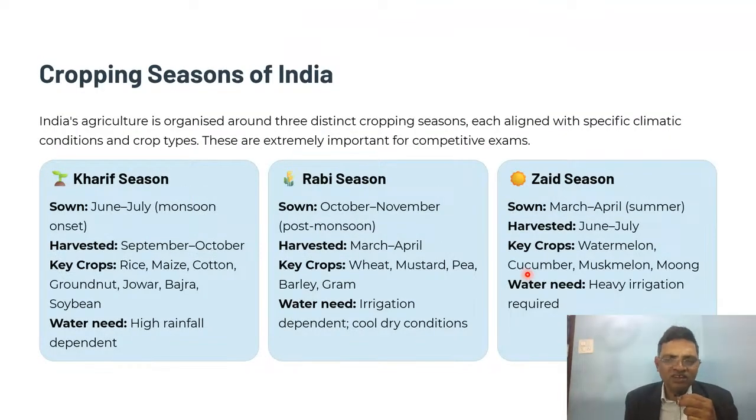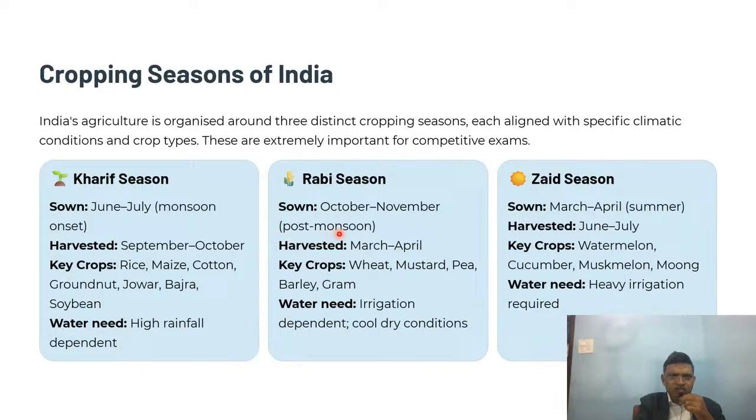Then crop seasons of India. We basically have three: Kharif, Rabi, and Zaid season. Kharif season: sowing takes place between June and July, at the monsoon outset, and it is harvested between September and October. In Kharif we produce rice, maize, cotton, groundnut, jowar, bajra, and soybean. Kharif season depends on high rainfall.